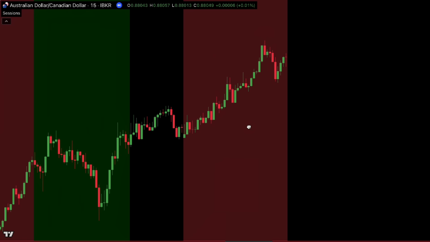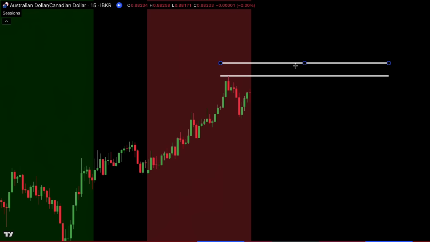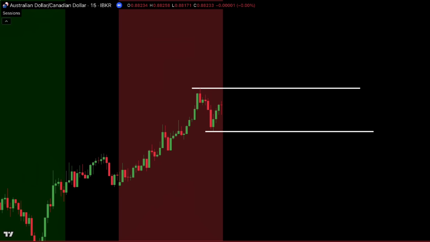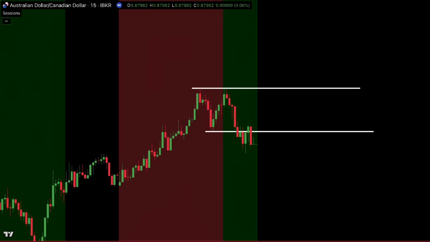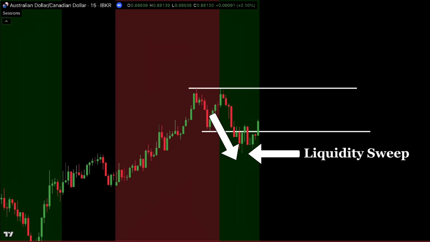Alright, now let's break down the strategy. This is the end of the Asian session and the London session opens in the next 15 minutes at 8 o'clock AM London time. We start by marking the most recent high and low of the Asian range. Watch what happens once London opens. The market pushes below the recent low, sweeping liquidity, then quickly reverses and closes back above the level. That's a clear liquidity sweep.